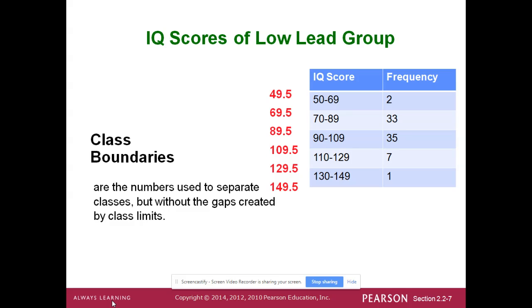What are these red numbers here on the left? Where are they coming from? Look at the classes that are set up there: 50 to 69, 70 to 89, 90 to 109, 110 to 129, 130 to 149. What are the red numbers? What's special about them?